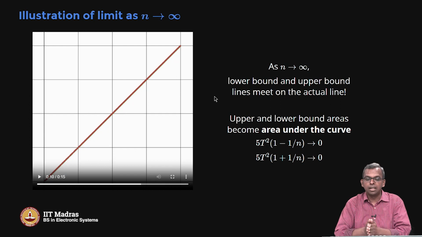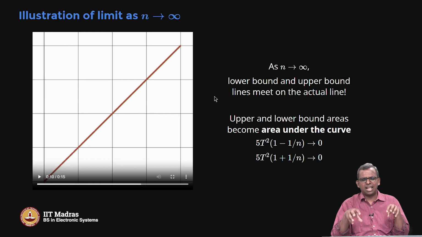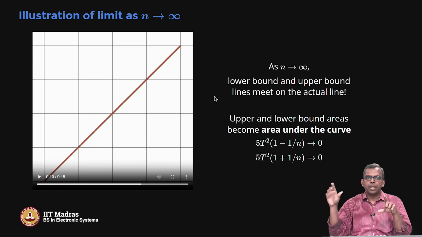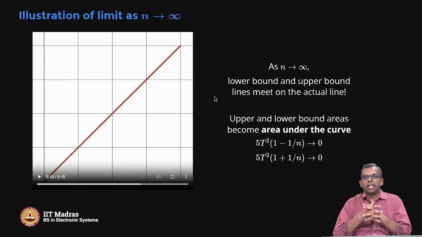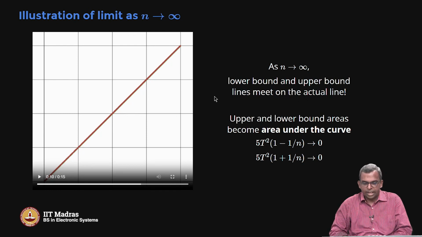And this is also seen by tending n to infinity in the lower bound and upper bound value. Okay, both upper bound and lower bound as n tends to infinity become equal to the area under the curve. So this is an important idea in integration. The essence of integration is this: you can break up the area under the curve into smaller pieces. You will have rectangles, and then in the limit as n tends to infinity, these lower bound and upper bound rectangles go into the area under the curve. Okay, so that's the core idea behind integration as such.